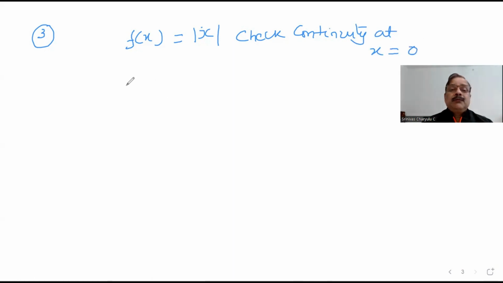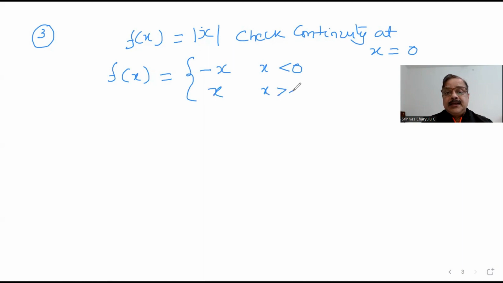So we should know the definition of this mod x. Mod x we know very well. Mod x is equal to minus x as long as x is less than 0, and plus x as long as x is greater than or equal to 0. That means the value of this f of x will vary between minus x and plus x. Even if you substitute a negative number less than 0 for x, still it will give me a positive value only. That's why mod of anything is positive.